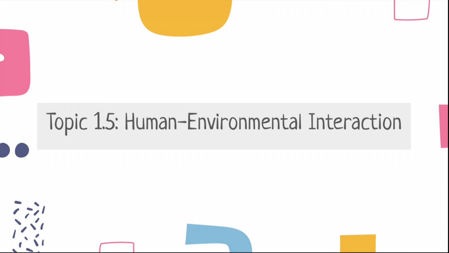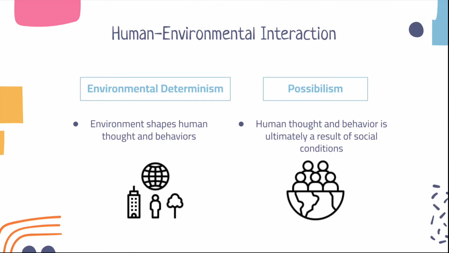Human-environmental interaction is the connection between humans and the environment. There are two theories on how humans interact with the environment. Environmental determinism is the idea that the environment is what shapes human thoughts and behaviors. Possibilism is the idea that human thought and behavior is ultimately a result of social conditions, despite the fact that culture may be affected by the natural environment.